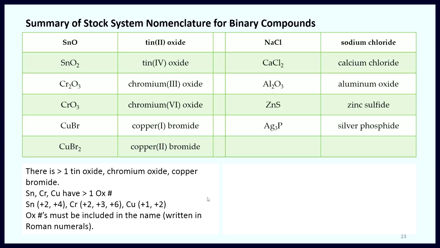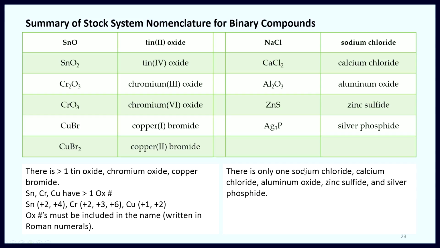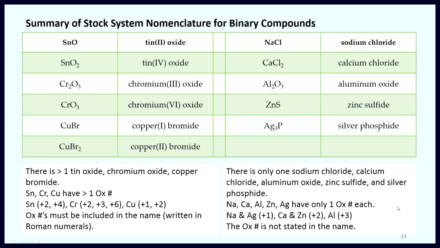Otherwise, it is ambiguous. On the other hand, names like sodium chloride, calcium chloride, aluminum oxide, zinc sulfide, etc., there's only one sodium chloride, there's only one calcium chloride, and one aluminum oxide, etc. Sodium, calcium, aluminum, zinc, and silver all have only one oxidation number. Sodium and silver are +1, calcium and zinc are only +2, aluminum is +3. The point is, the oxidation number is not stated in the name. You would never say calcium 2 chloride or sodium 1 chloride.